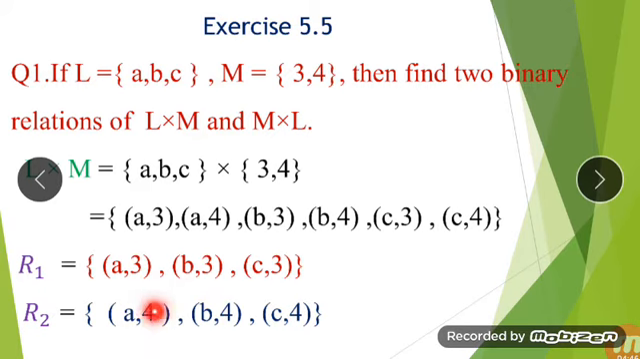Similarly, for the second relation, I have taken A with 4, B with 4 and C with 4. It is not necessary that you must take 3 ordered pairs. You can take 2 ordered pairs, you can take 4, you can take 5, or you can take 1.